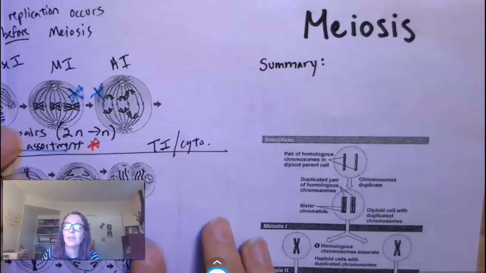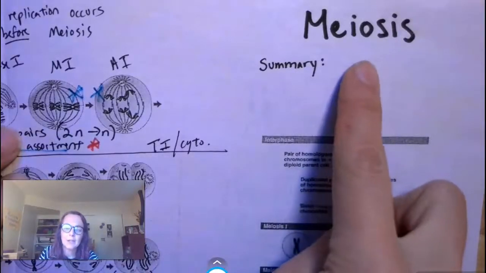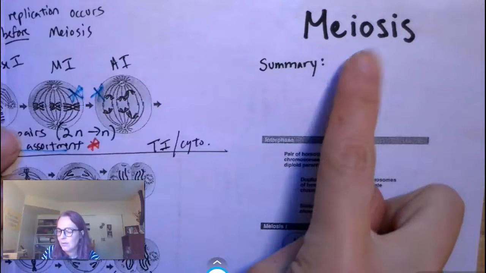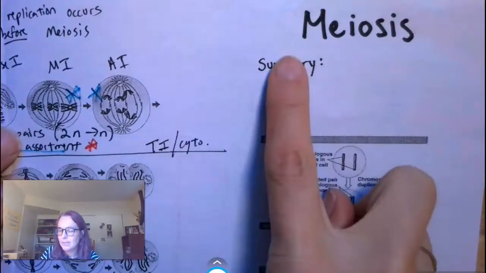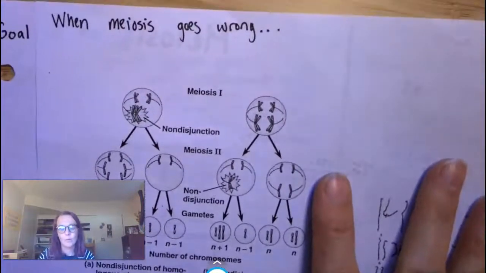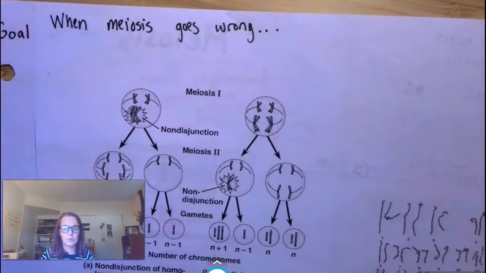This is an optional video that goes over mistakes that can occur in meiosis, as well as a comparison of mitosis and meiosis. So I want to start with reviewing mistakes that can happen in meiosis. If you look at the back of your big sheet, what happens when meiosis goes wrong?